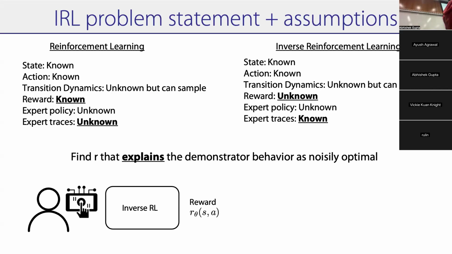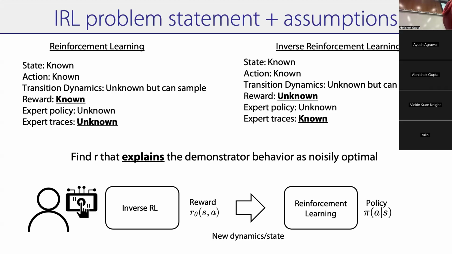Okay, so the process is going to be: take some data, extract a reward function, and then for the new problem, I'm just going to redo reinforcement learning. I'm going to get a policy. So inverse RL will go from data to reward, and you'll do forward RL to go from reward to policy. Some inverse RL procedures will give you reward and policy together, but not all.